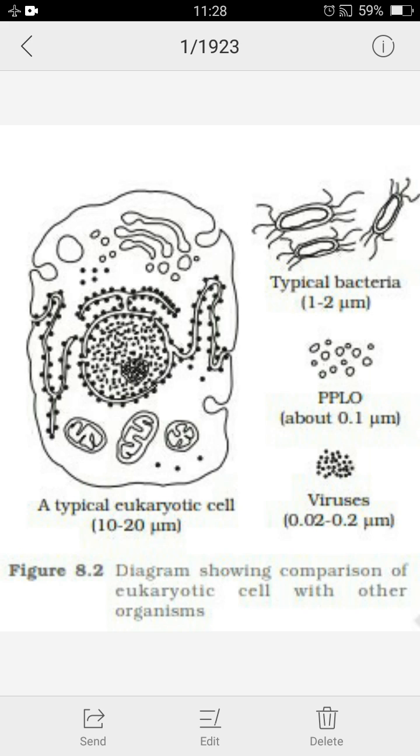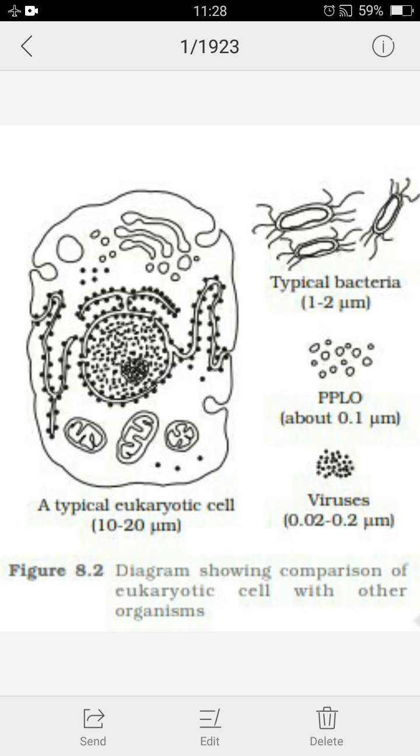Make sure one point must be clear to everybody, which cells or organisms are called prokaryotic cells. Organisms or cells which do not possess well-defined membrane-bound cell organelles in them are called prokaryotic cells. Understand? Bacteria, blue-green algae, mycoplasma and PPLO. These are all examples of prokaryotic cells.